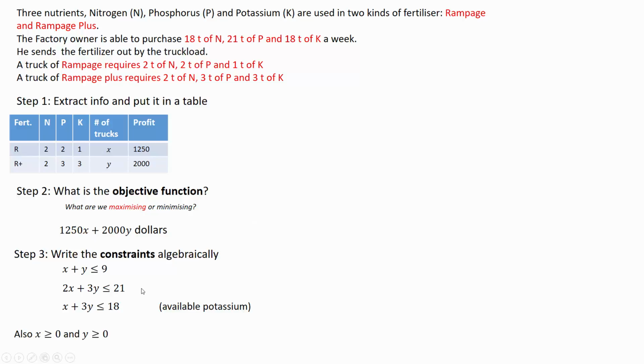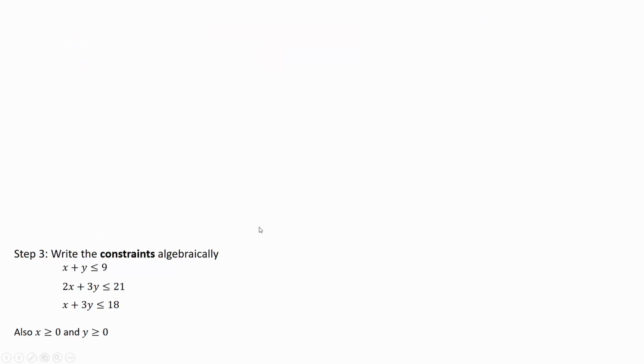There are 2 others. We know that X is going to be greater than or equal to 0, and so does Y. These X's and Y's represent numbers of trucks. We cannot have negative numbers of trucks. We could have no trucks of Rampage or no trucks of Rampage Plus, but we cannot have a negative truck. So, on to step 4.